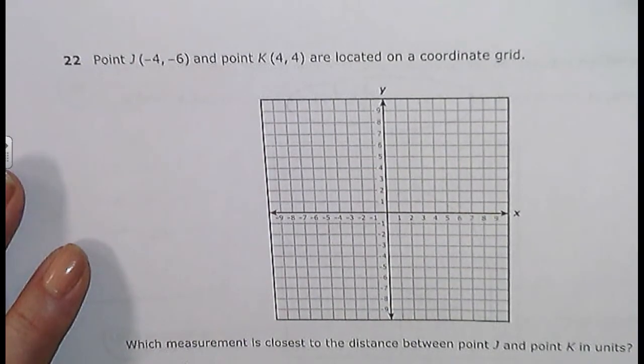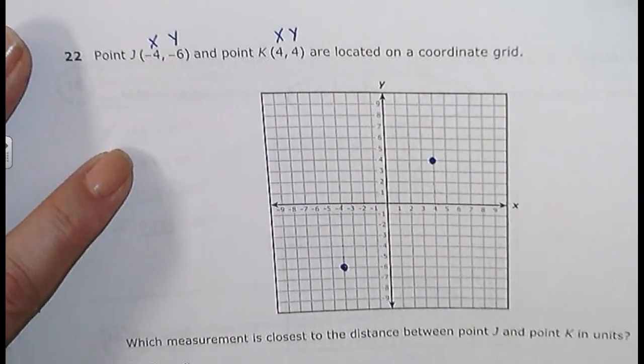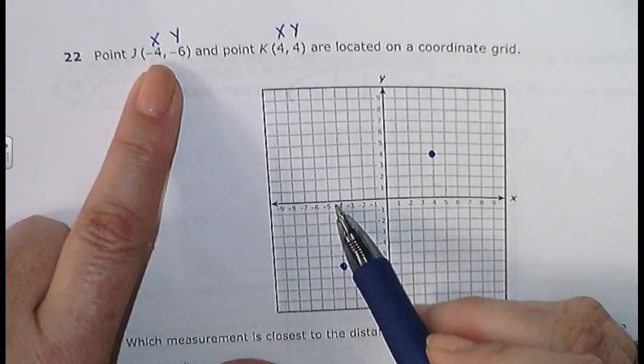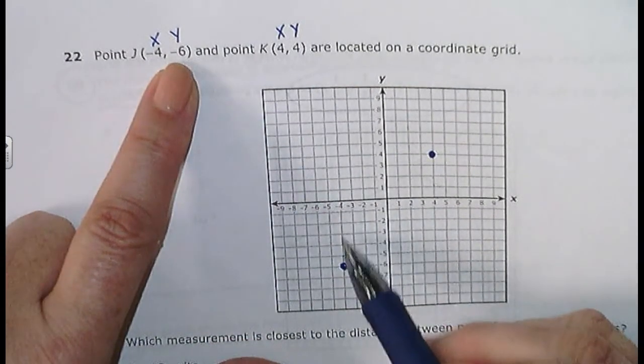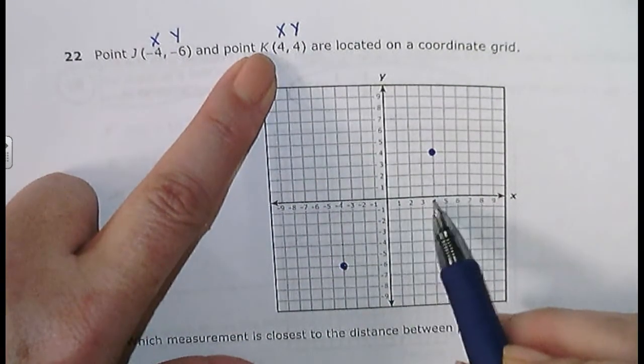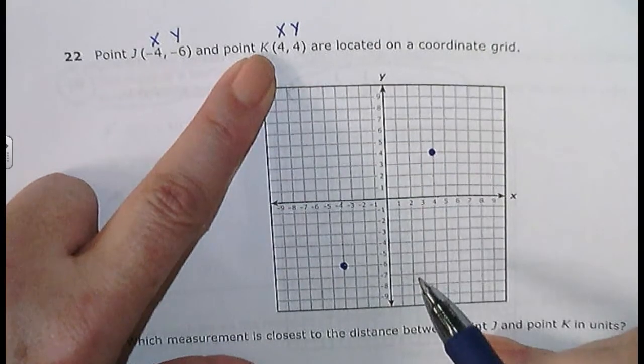So I'm going to plot those points. So what do they look like? All right, I plotted those points for you. Let me show you what I did. Negative 4 is x. 1, 2, 3, 4. Down 6. 1, 2, 3, 4, 5, 6. Put a polka dot. Go over 4. Go up 4 and put a polka dot. And we always start at 0, 0.